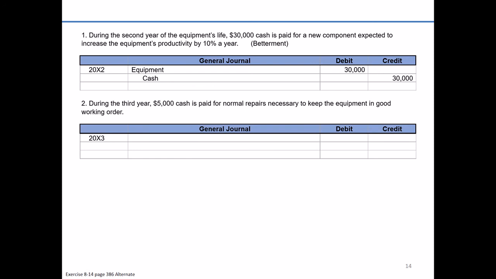Our next amount is in the third year, we're going to have to pay $5,000 cash for normal repairs necessary to keep the equipment in good working order. This fits within the category of a revenue expenditure. In particular, it's just considered an ordinary repair, something just to keep it in good operating condition.